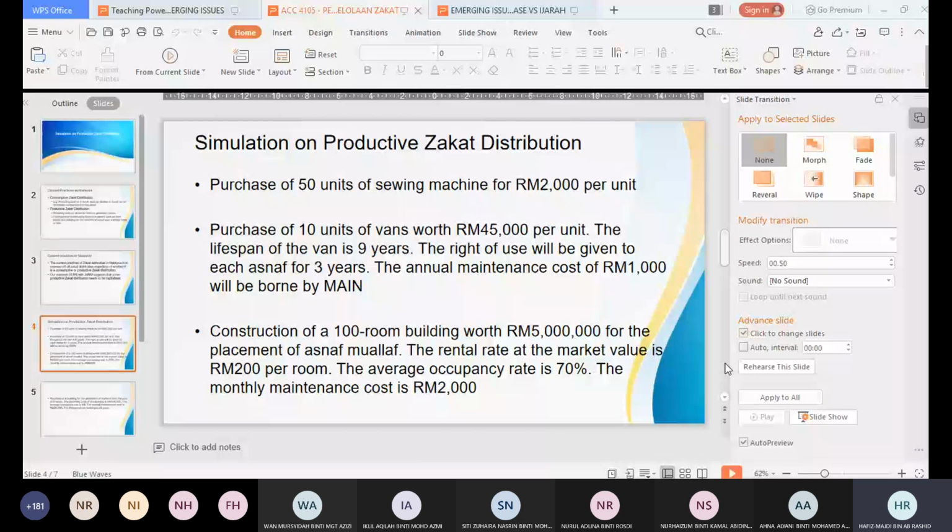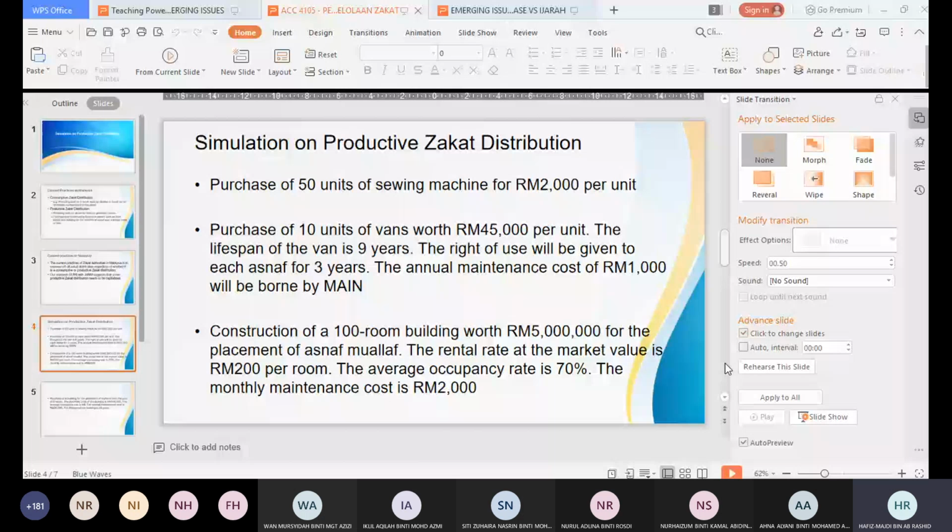Then this is like Darul Hidayah. You construct a 100-room building, the cost is 5 million, and this can give 20 or 30 years of benefit for the asnaf. The other information is, for example, current rental is 200 per room per month, occupancy rate is 70%, and monthly maintenance is 2,000. This information is used in estimating how much zakat manfaat, or zakat benefit, has been contributed by the state authorities to the asnaf mu'allaf.